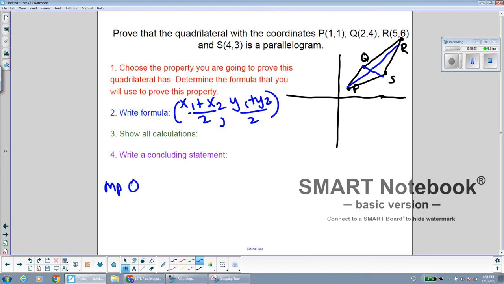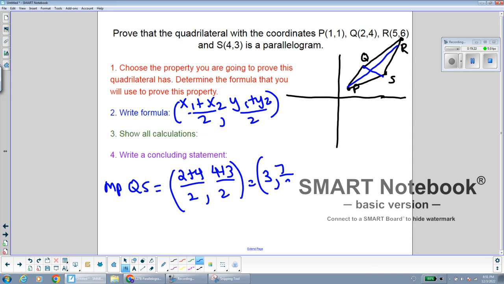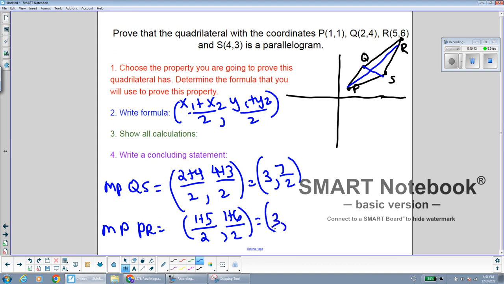So the midpoint of QS would be 2 plus 4 over 2, 4 plus 3 over 2. That's 6 over 2, which is just 3. 7 over 2. That doesn't simplify any further to a nice number. And then we have the midpoint of PR. That would be 1 plus 5 over 2. And 1 plus 6 over 2. 1 plus 5 is 6. 6 divided by 2 is 3. 1 plus 6 is 7. 7 over 2 doesn't simplify any further to any nice number.